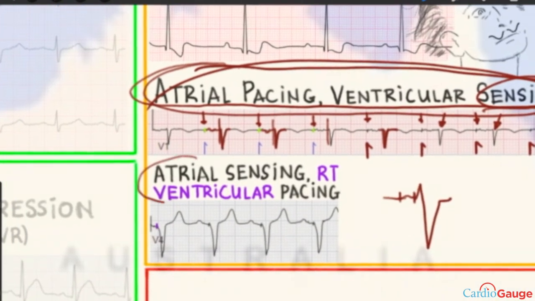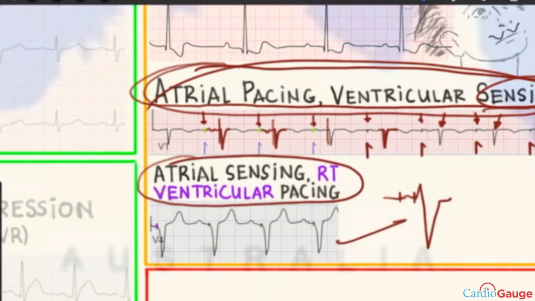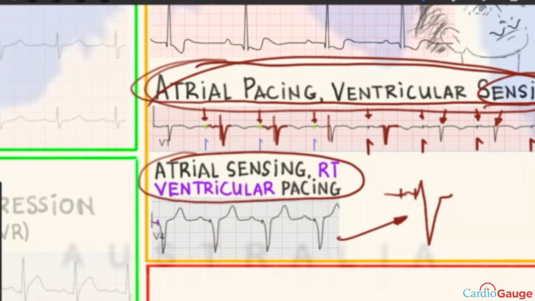Let's look at this one here. Atrial sensing and right ventricular pacing. And that's this situation here where there is a P wave that happens. There's no pacer spike before the P wave, and then there's a little pacer spike, and then kind of a wideish complex. So in another P wave, no pacer spike for the atria, and then a pacemaker spike for the ventricle.